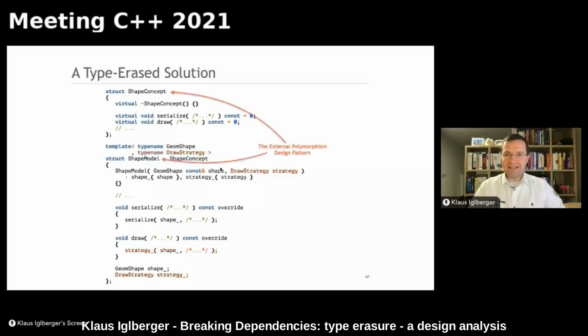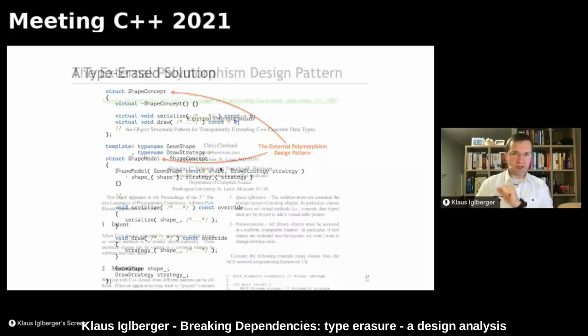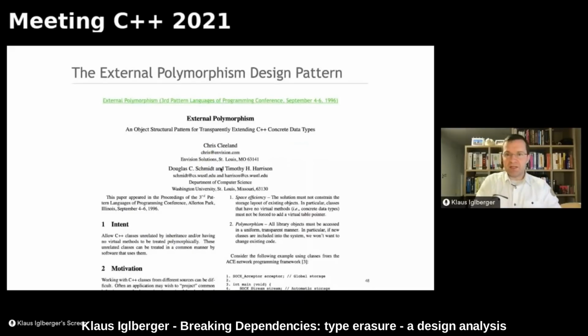And so this is the so-called external polymorphism design pattern. A very, very interesting, and I believe a very powerful design pattern indeed. That design pattern is not one of these 23 classic Gang of Four design patterns. It was introduced two years after, in 1996, by Chris Cleeland, Douglas Schmidt, and Timothy Harrison. These three introduced something that allows us to deal with polymorphism slightly differently. So here's the intent: allow C++ classes unrelated by inheritance and/or having no virtual methods to be treated polymorphically, which is exactly what we need for circles and squares. There is no virtual function in there. They're not polymorphic. These unrelated classes can be treated in a common manner by software that uses them.